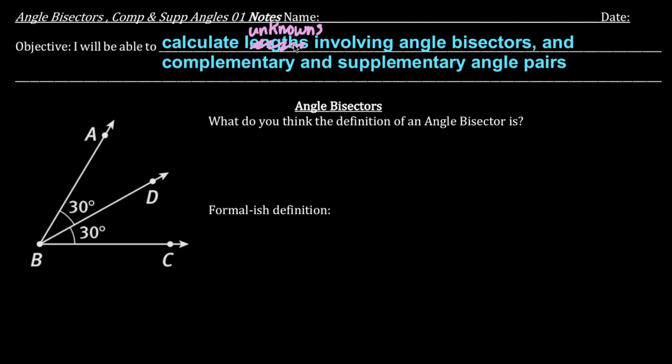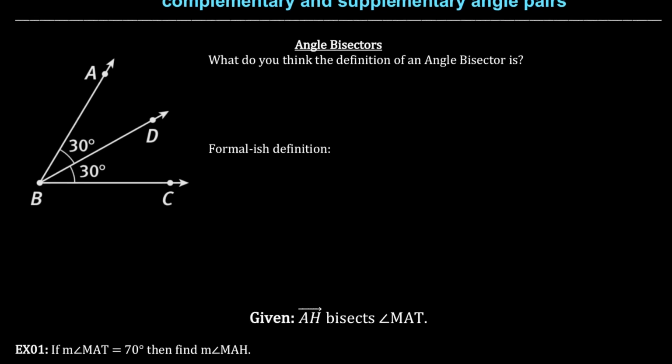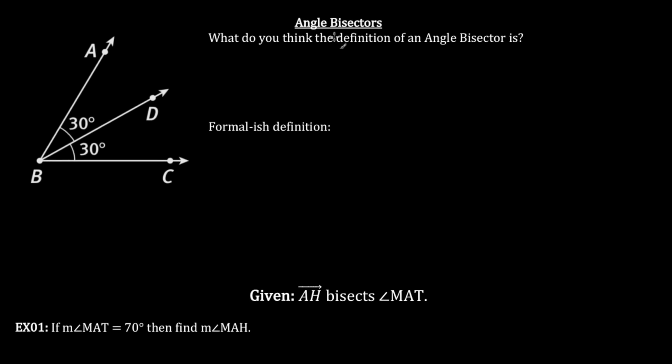In this lesson, we are going to calculate unknowns involving angle bisectors and complementary and supplementary angle pairs. So let's learn what an angle bisector is. An angle bisector is BD. Ray BD is an angle bisector.